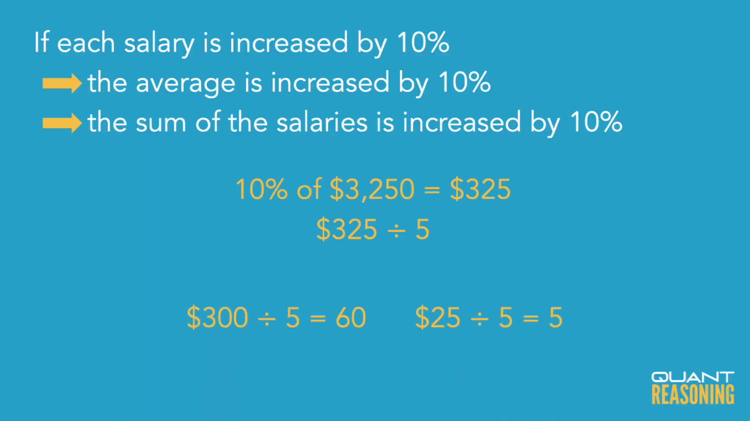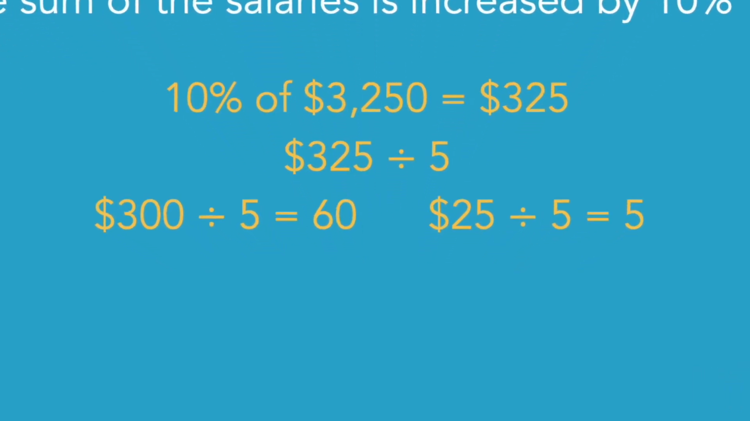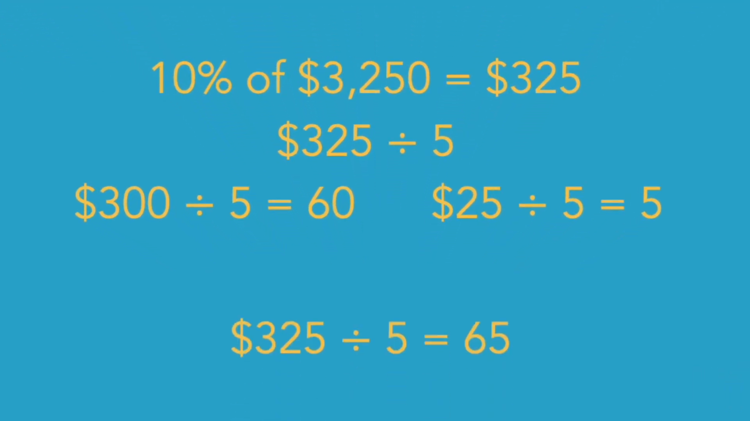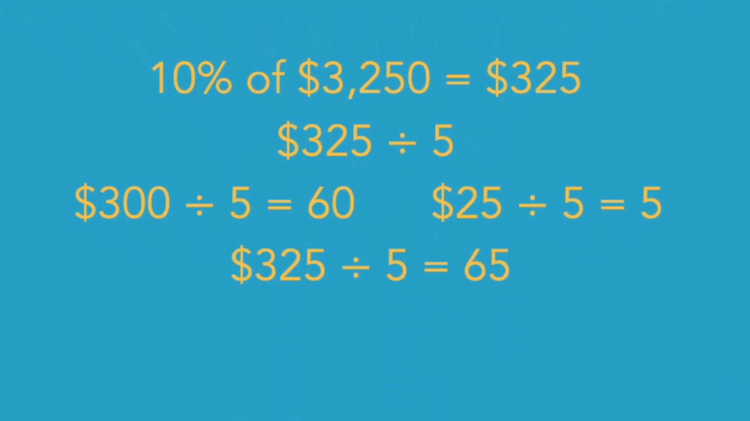How would I divide 325 by 5? Well, I would divide 325 by 5. 300 divided by 5 is 60, 25 divided by 5 is 5, so the answer is 65.